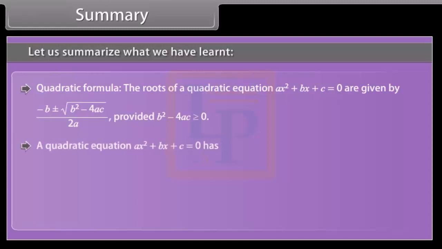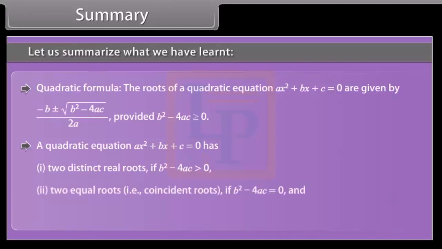A quadratic equation ax² + bx + c = 0 has: one, two distinct real roots if b² − 4ac is greater than 0; two, two equal roots, that is, coincident roots, if b² − 4ac is equal to 0; and three, no real roots if b² − 4ac is smaller than 0.